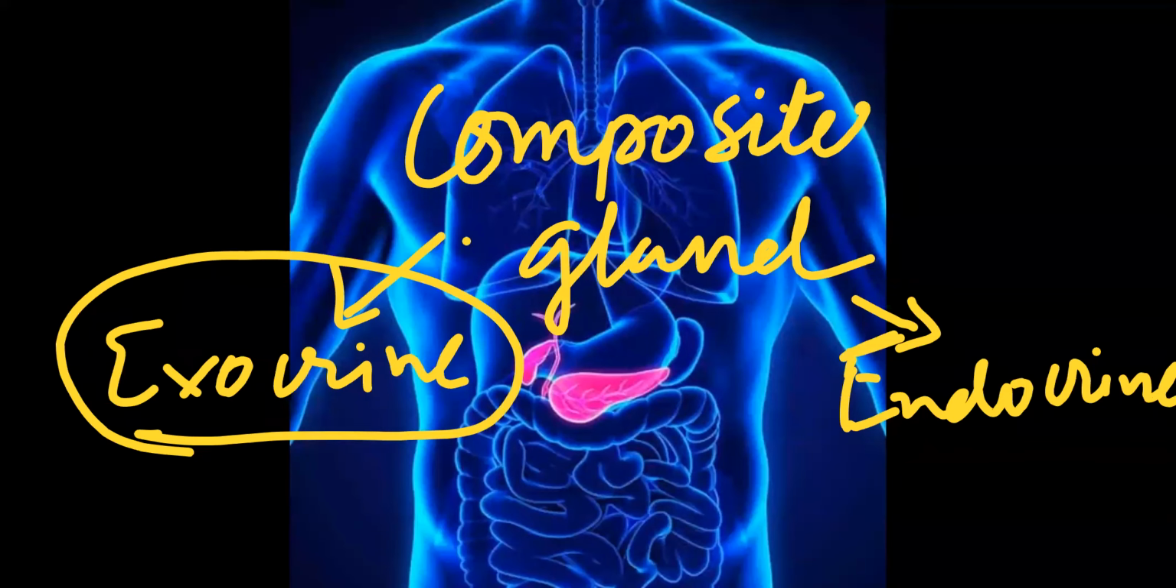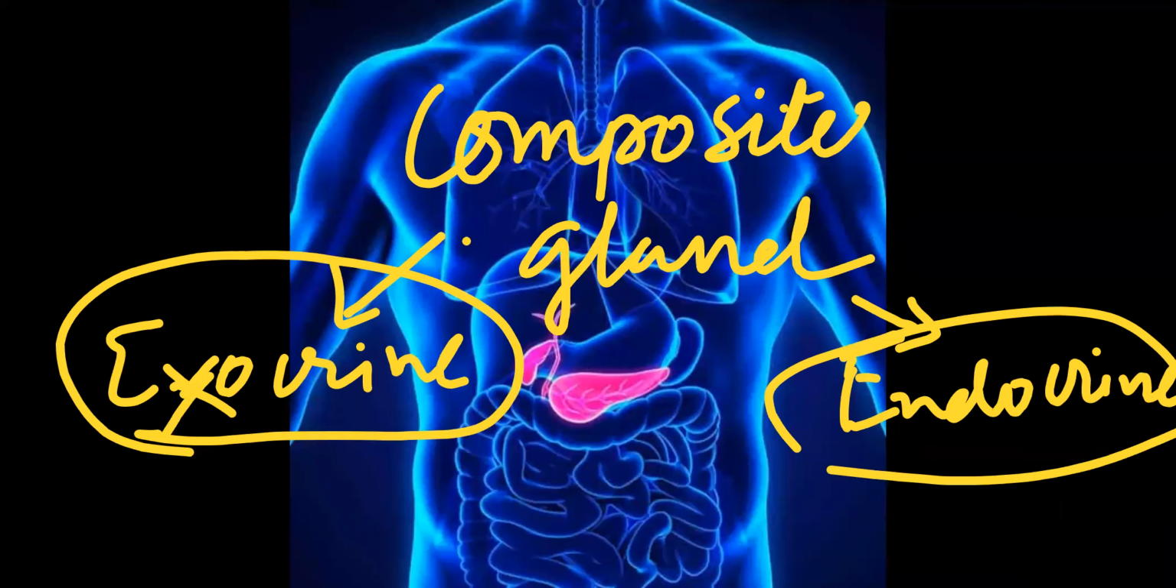So, let us understand its composite nature. The only endocrine gland which is composite, it has both components, exocrine and endocrine. Now, out of these two, which one secretes its secretion directly in the blood? Exocrine structures or endocrine structures? They pour their secretion into the blood straight away. Which one is that?